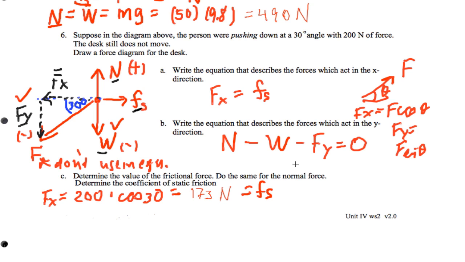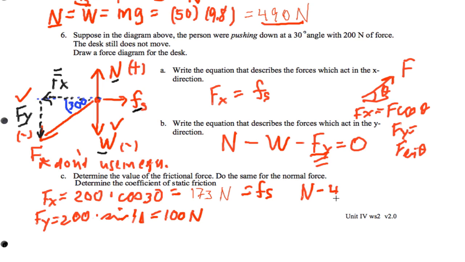Now we want to go ahead and calculate the normal force. So to do that, I actually need to get Fy. So I'm just going to go ahead and use this formula to get Fy. So Fy is going to be 200 times the sine of 30. Sorry about the bad handwriting. And that's going to end up being 100 newtons. So now I'm going to plug that into this formula here. So I'm going to get N minus the weight, which we calculated above as 490 newtons, minus 100 newtons equals 0. So I'm getting a normal force of 590 newtons.